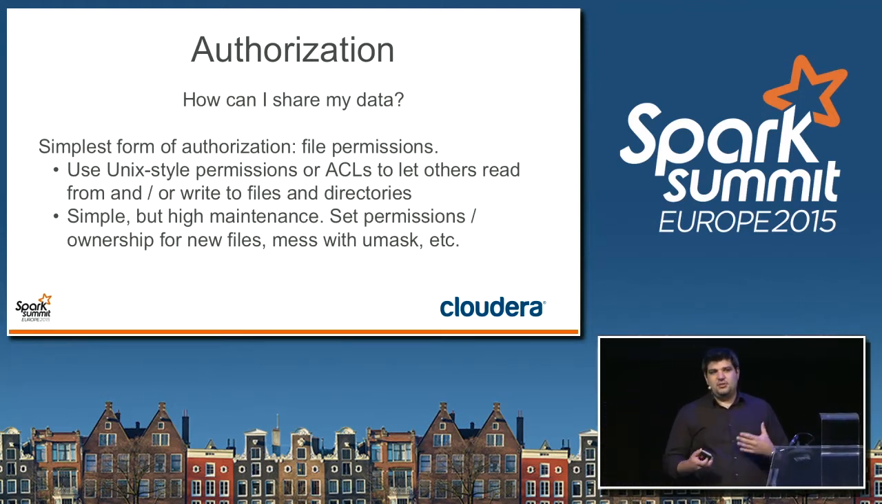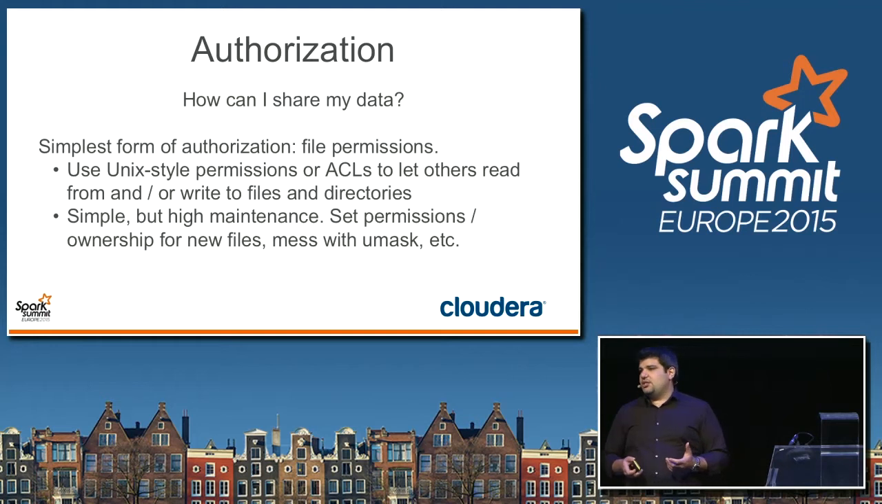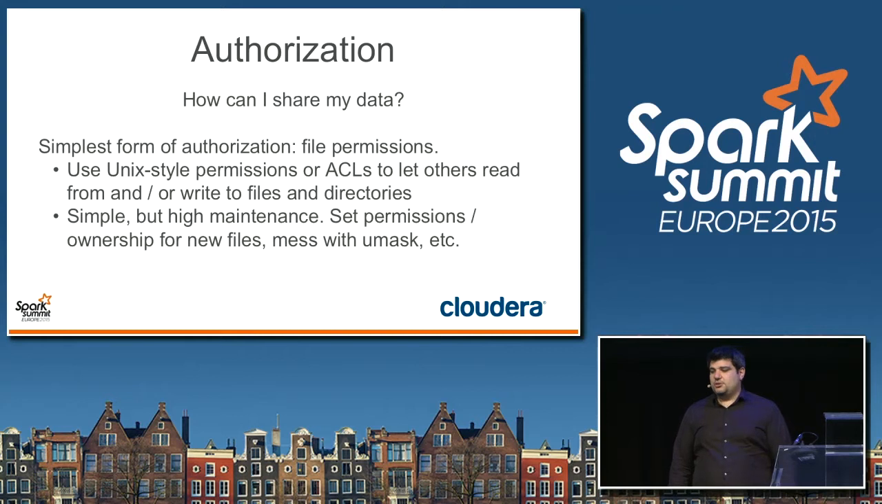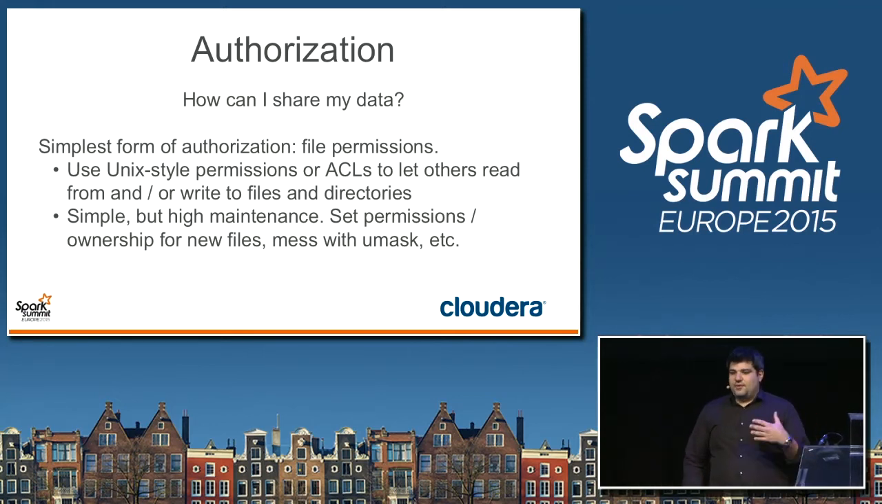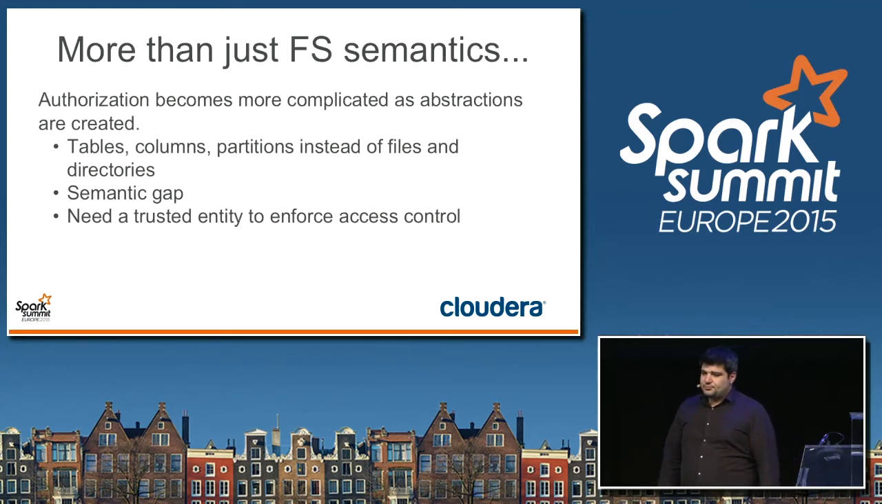So the simplest form of authorization that you may be familiar with is the Unix style file permissions. Certain files can be read by certain users, and other files can't be read, and there's group permissions on those files. So this is a very file-oriented authorization. But there's more than just file semantics when you're dealing with Spark reading from data sources that have tabular data.